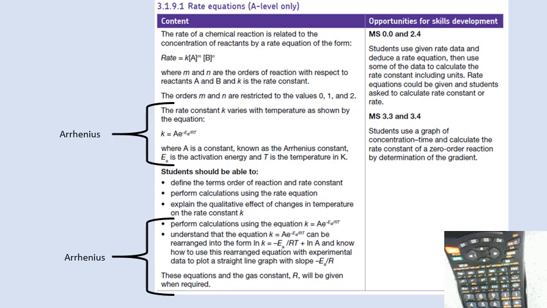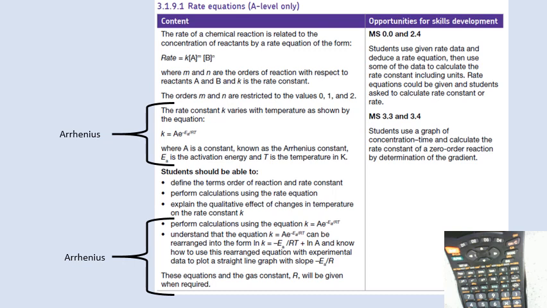Always look at the spec, as I've always said. When you revise, when you're learning, make sure you focus on the spec. And we're focusing on these sections here. Look, the Arrhenius equation. The student should be able to... That's kind of the important bit, I guess, because that's where your exam's going to focus. And you can see there you need to be able to perform calculations using the equation.